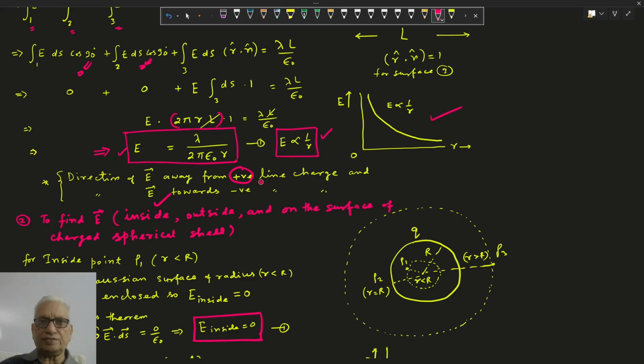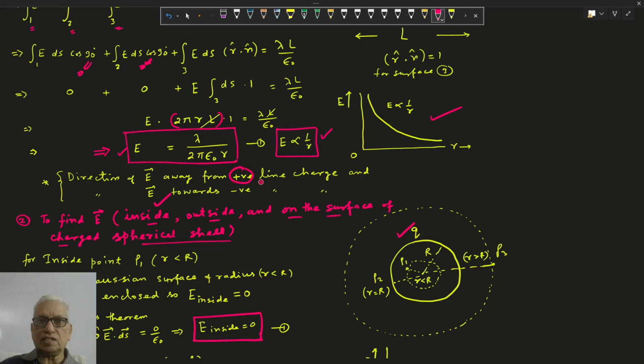Now the second application. Find the electrical field inside, outside and on the surface of the charged spherical shell. We know a spherical shell is a hollow sphere with thickness almost negligible, very small. This is called a spherical shell. So all the charge is on the surface only. There is no charge inside the hollow sphere, so inside there is no charge. There must not be any electrical field.